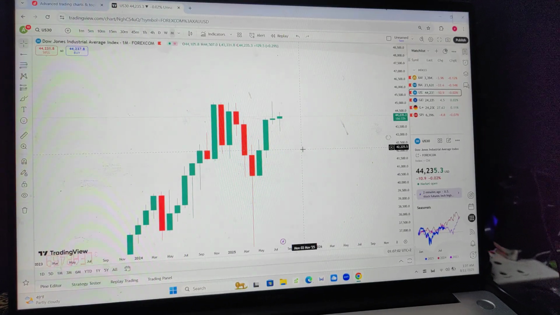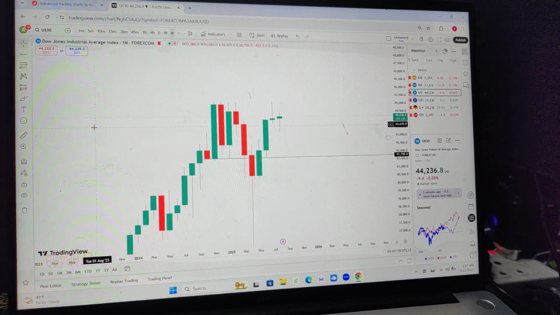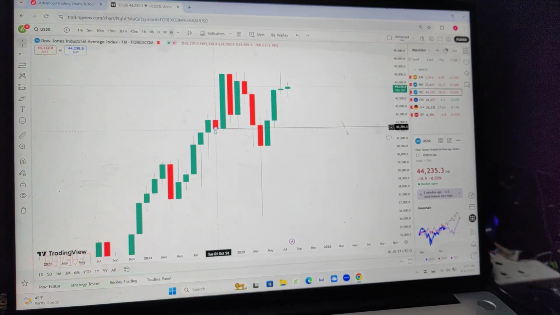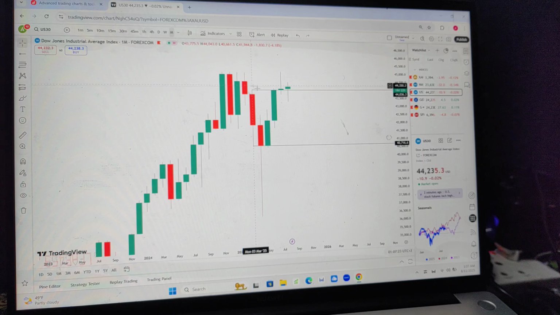but somehow, someway, there's stop losses that were taken out here. Stop losses were taken out, but you can see there's more stop losses here. And what's important is that we can see it closed above this area here.